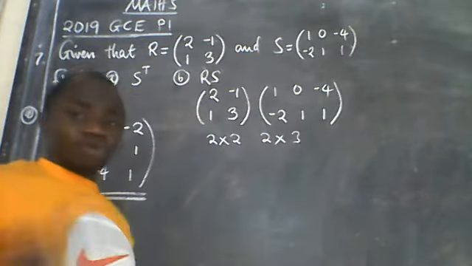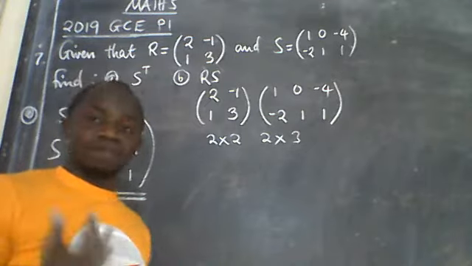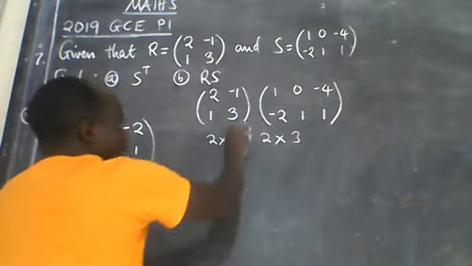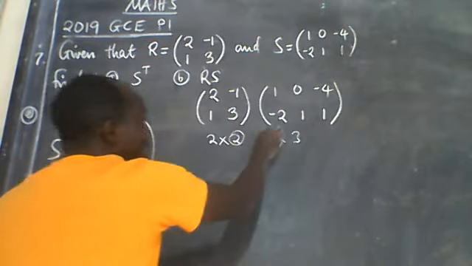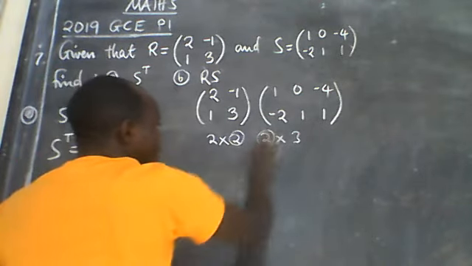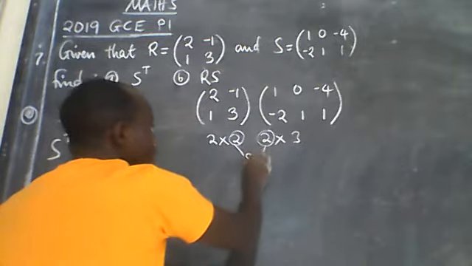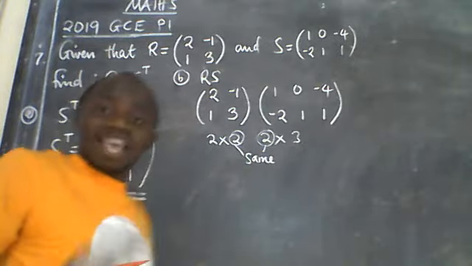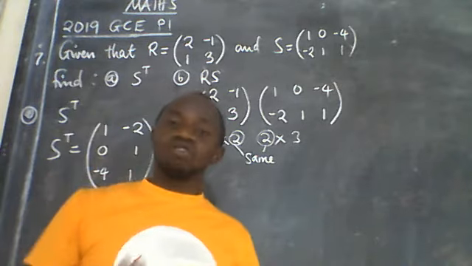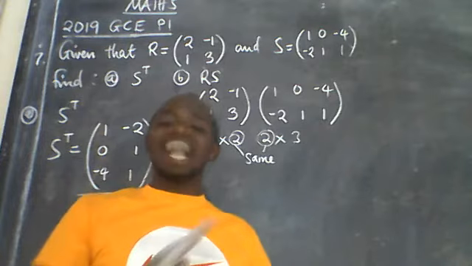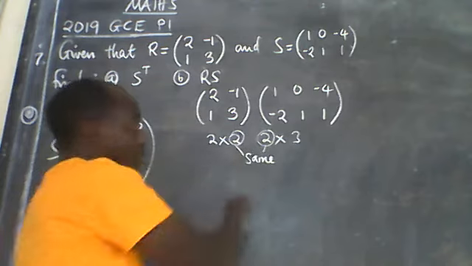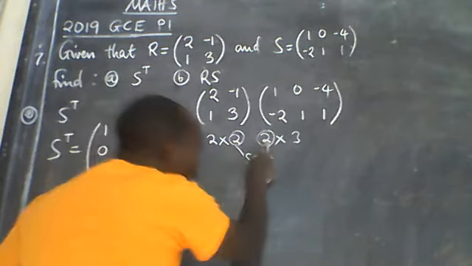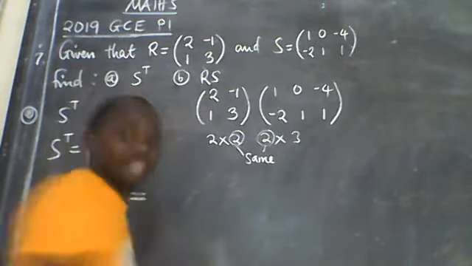Okay, so now how do we tell that the two matrices can be multiplied? You look at this number here, the second one from the first matrix, as well as the first one from the second matrix. These two numbers should always be the same. If they are different, then don't even waste time. The two matrices cannot be multiplied. So these must always be the same.